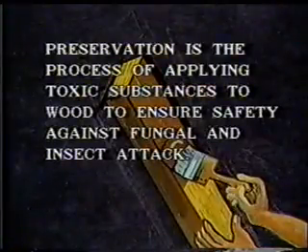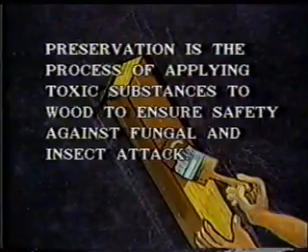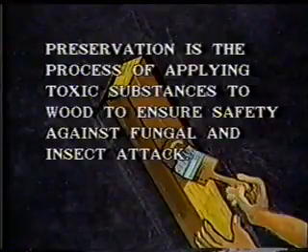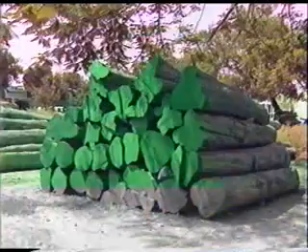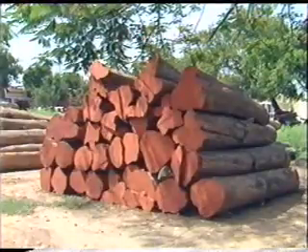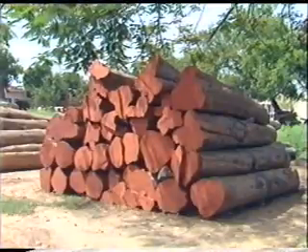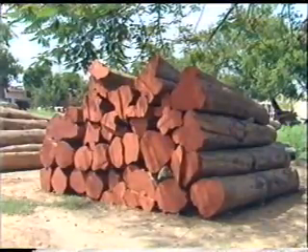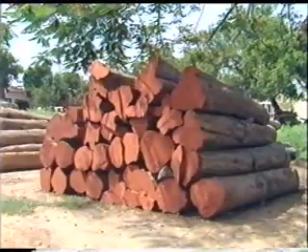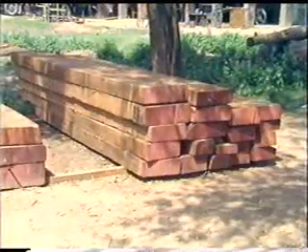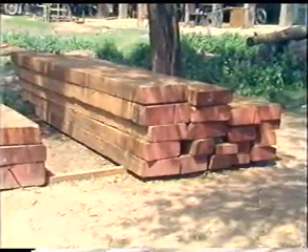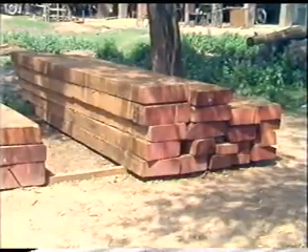Preservation is the process of applying toxic substances to wood to ensure safety against fungal and insect attack. Logs and cut sections are given a coating, particularly at the ends, for temporary protection against end splitting. For long-term protection, different toxic chemicals are impregnated into the timber.